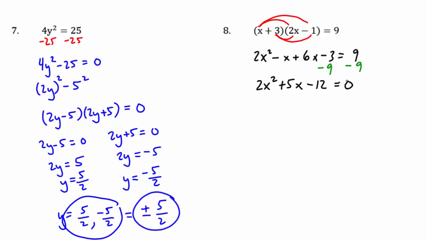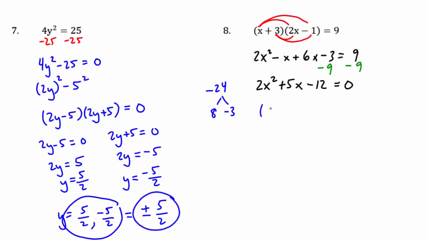Now that we have a 0, let's try to factor, and then we can break it up. So first I'll look for the GCF. There is no common factor to these three. Since there is a coefficient of 2, we'll use the AC method. 2 times negative 12 is negative 24. What two numbers will multiply up to negative 24 and add up to 5? Remember, since this is a negative, one has to be positive and one has to be negative. 8 times negative 3 is negative 24. 8 plus a negative 3 is a positive 5.